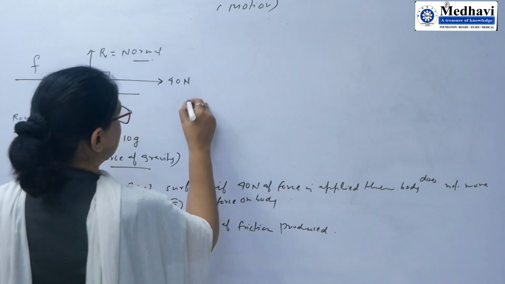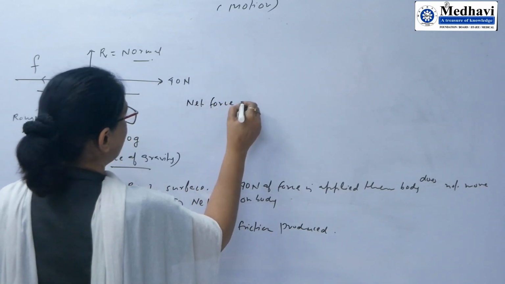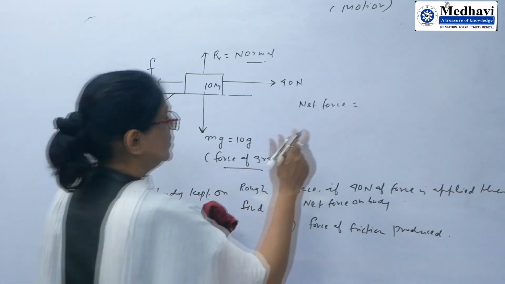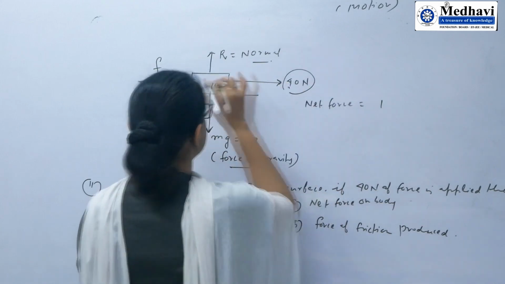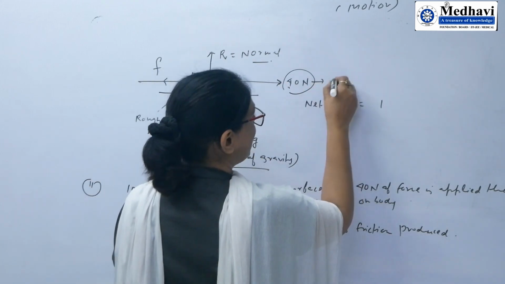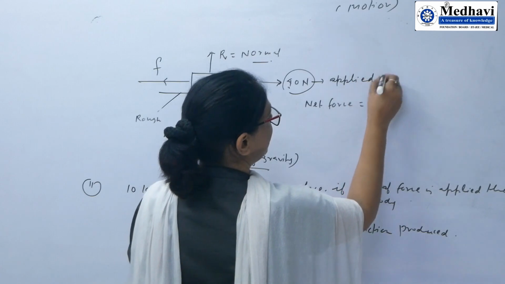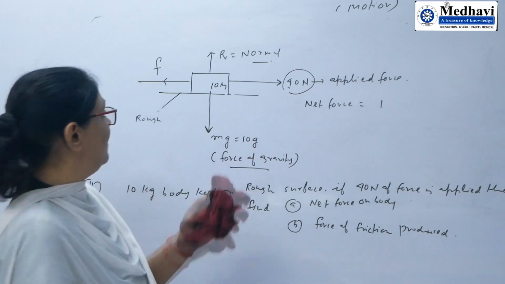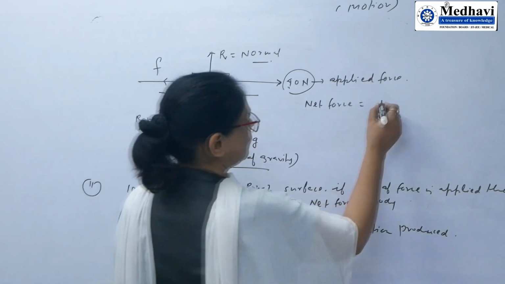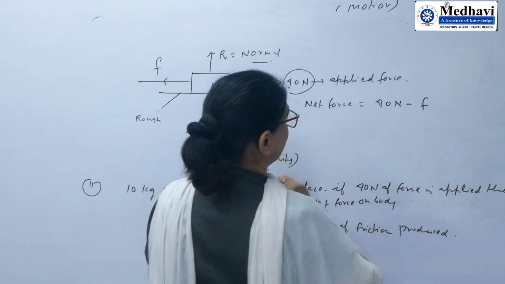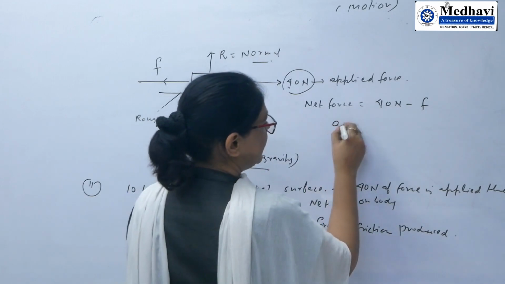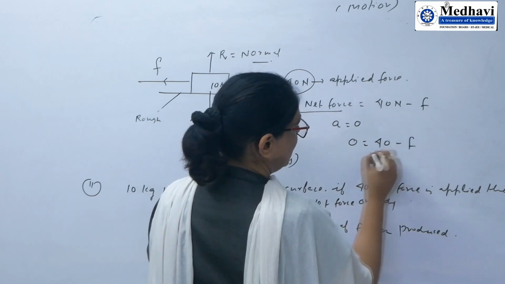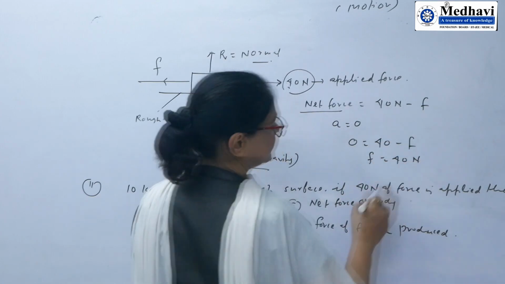First you find what the net force is. We don't have an idea about the friction force, what its magnitude is. It's not mentioned in the book question. So we just assume that this is called the applied force. Mind it, applied force or force applied. We just assume that the applied force is greater than the friction force. So the net force is 40 Newton minus F. As the body is not moving, its acceleration is 0. So the net force is also 0, equal to 40 minus F. So the frictional force is 40 Newton.